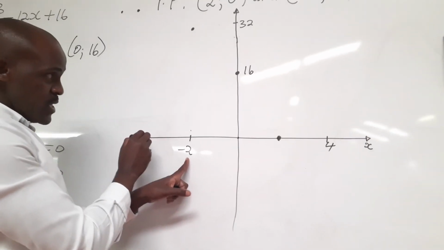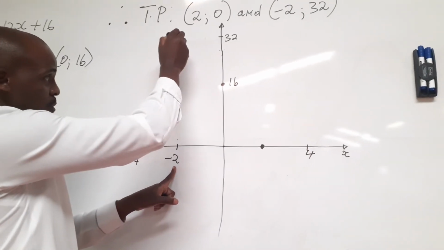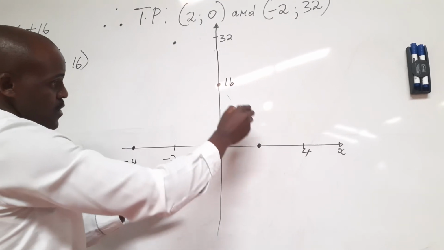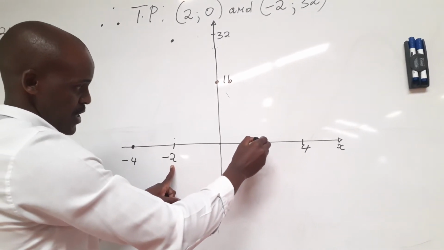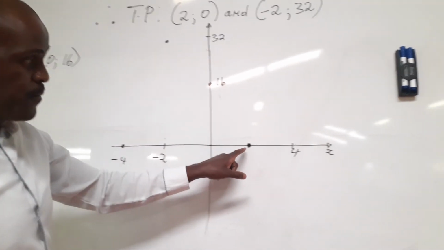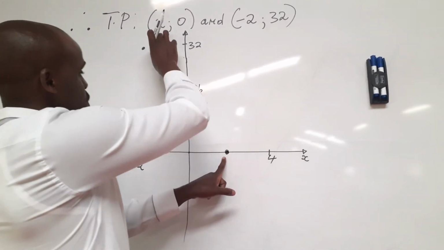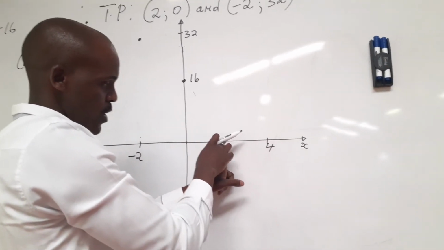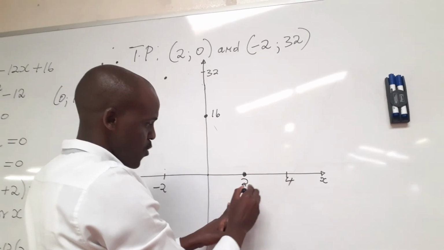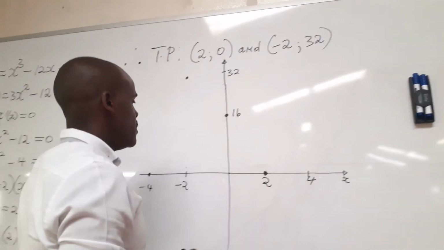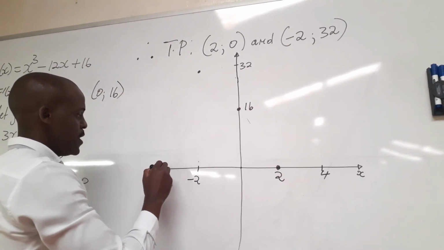This is our x-intercept. Goes up there to that point. And again, there is a turning point there. (2, 0): x is 2, y is 0. Let's see our graph. Let's join the points.